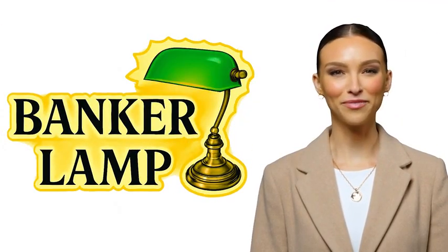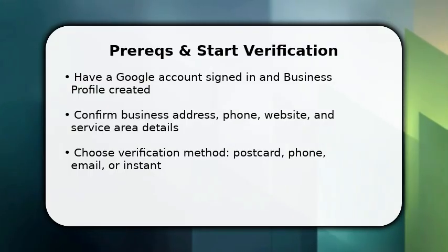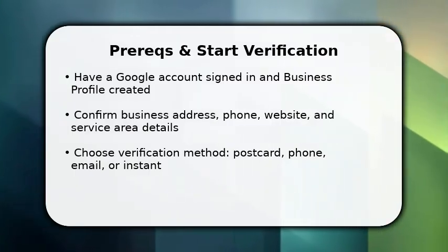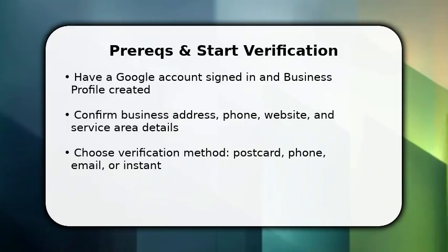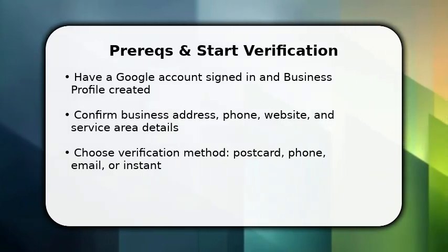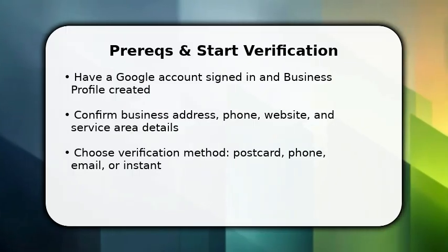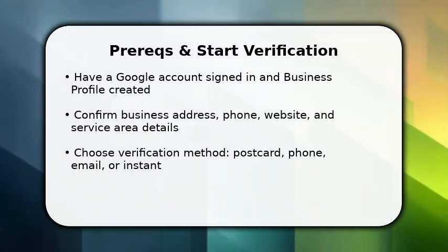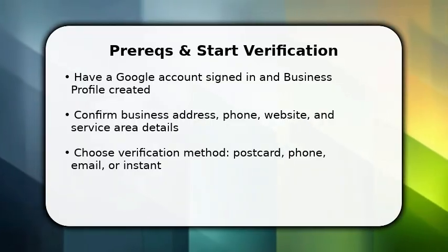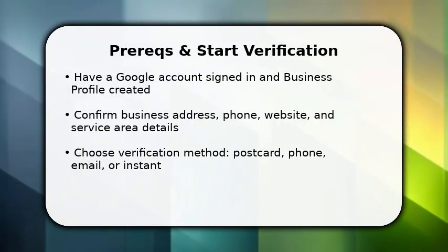Please enjoy the video. You begin by confirming prerequisites. You need a Google account and an existing business profile with accurate address and contact info. Once done, open Google Business Profile Manager and select the business you want public. Make sure you've entered a complete business category and hours because Google uses those to match searches.